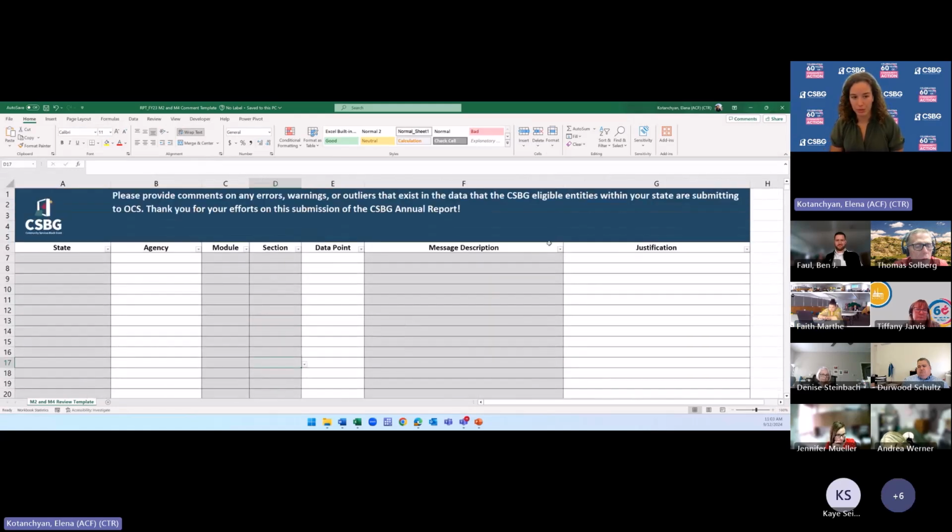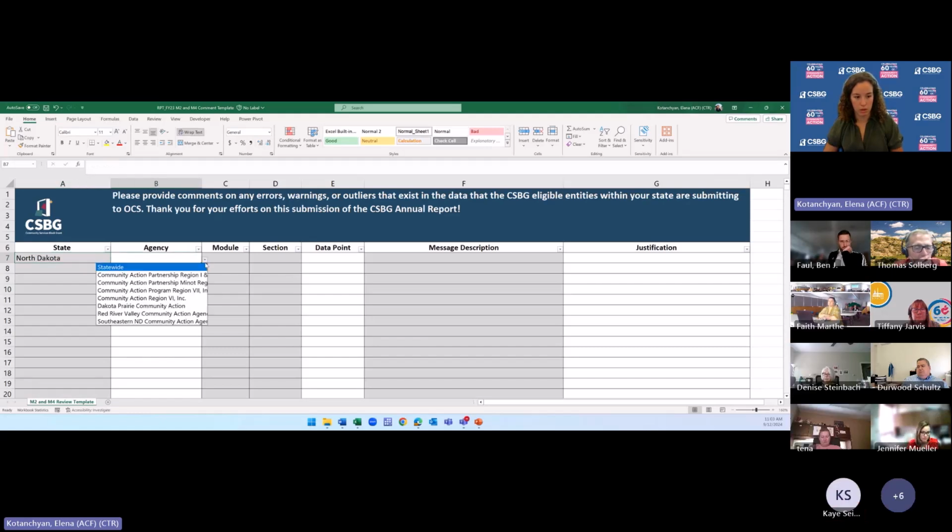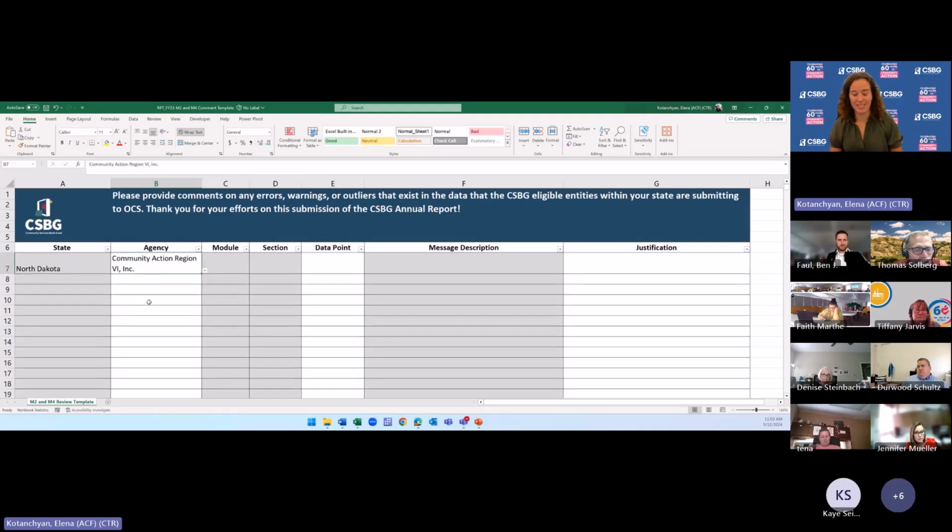So this is what the comment template looks like, and that's shared with state lead agencies. It is basically drop-down menus. The way it's coded, in the first column, you choose your state. I'll go to North Dakota. The only agencies that you'll see pertain to the state of North Dakota. So you don't have to look through like 1,000 eligible entities within the country. I'm sorry, I'm just going to pick on one. It doesn't mean anything.